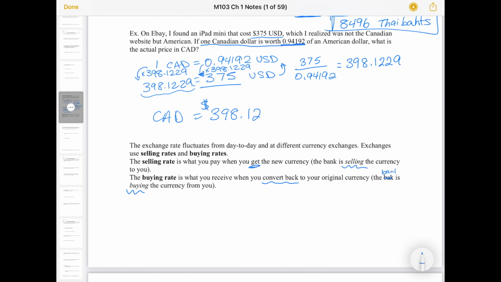So it's almost a little bit opposite. It's all about the bank. The selling rate is when the bank sells it to you. The buying rate is when the bank buys it back from you.